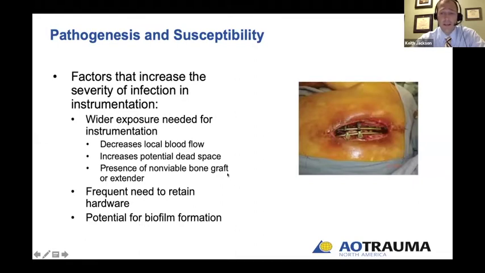When these do occur, they can be difficult to eradicate because of the frequent need to retain the hardware. Many of the indications for these surgeries, or the decompressions that were performed in the surgery, are destabilizing, and because of that, we have to maintain hardware. Many of the bacteria that we face can then form a biofilm that can make it more challenging to both identify and eradicate the bacteria.